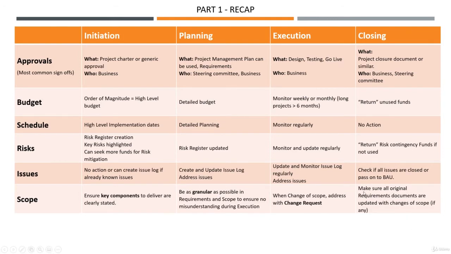And during closing, what we do is we make sure that all original requirements documents are updated with change of scope. So here we created our requirements document at the end of planning that was signed off. But on top of these original requirements, we might have some change requests. So we need to make sure that we update this document with all the changes. Sometimes it's done on a case-by-case basis, but sometimes it's just an overall wrap up in the end.